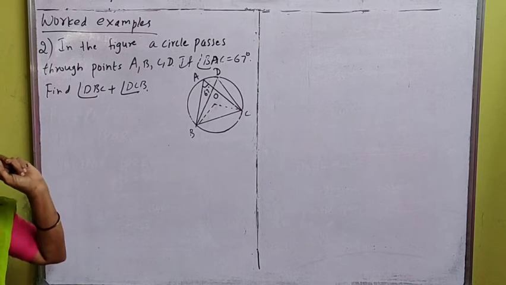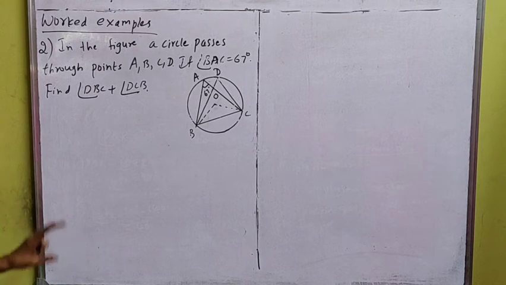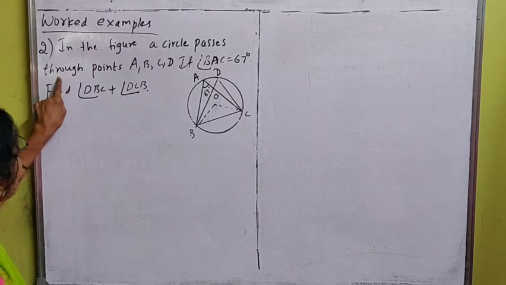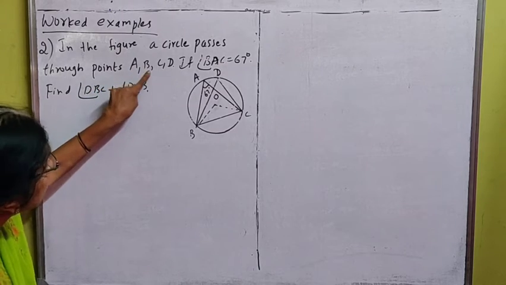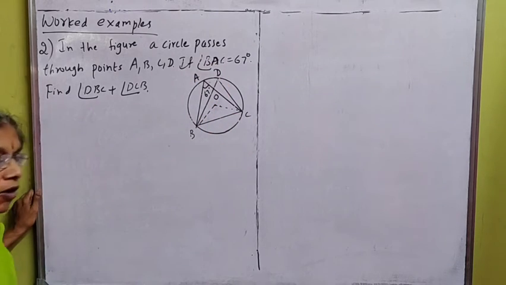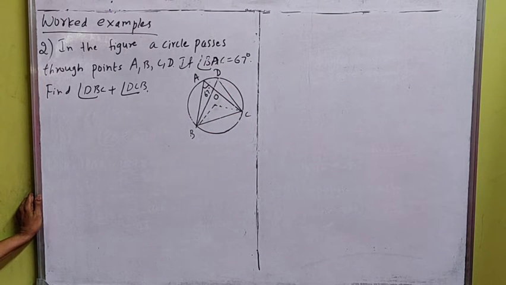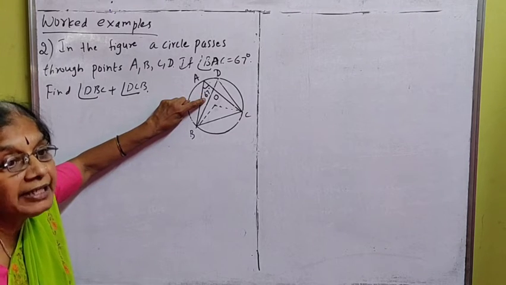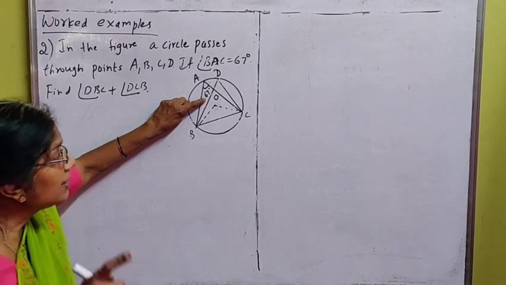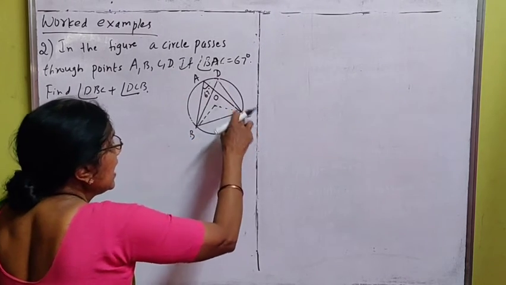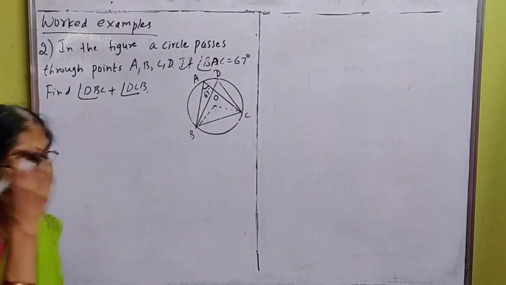Let us go to the second worked example. What does the second worked example say? Let us see. In the figure, a circle passes through A, B, C, D. A, B, C, D means all these 4 points are lying on the circle. Then angle BAC is given as 67 degree. So angle BAC is equal to 67 degree. Find angle DBC plus angle DCB. You have to find out that.